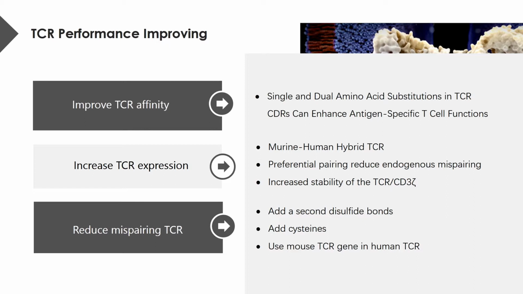Single and dual amino acid substitutions in TCR-CDRs can enhance antigen-specific T-cell functions. Development of hybrid TCRs, in which the human constant region is replaced by a murine constant region, has been shown to improve specific chain pairing and TCR expression. Introduction of an additional cysteine bridge or a second disulfide bond in the constant region of the TCR alpha and beta chains also improves pairing.